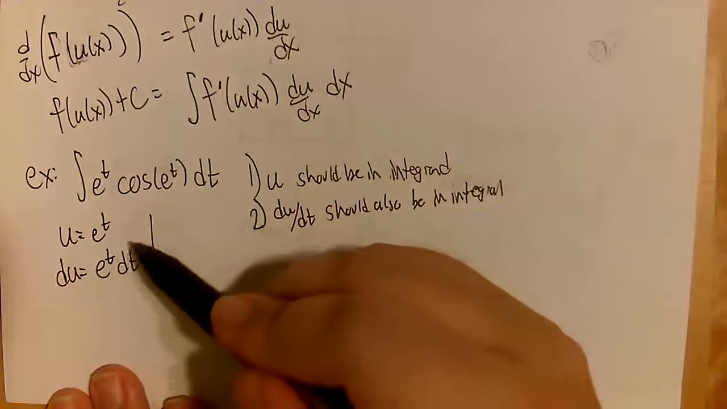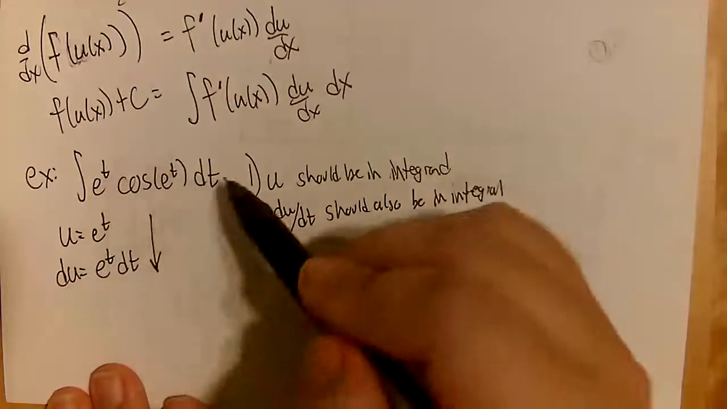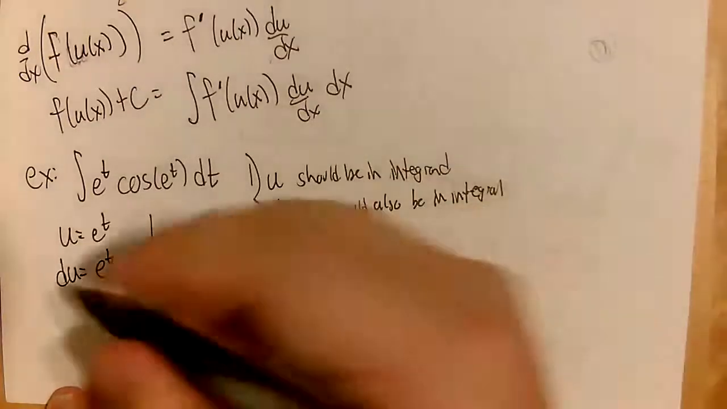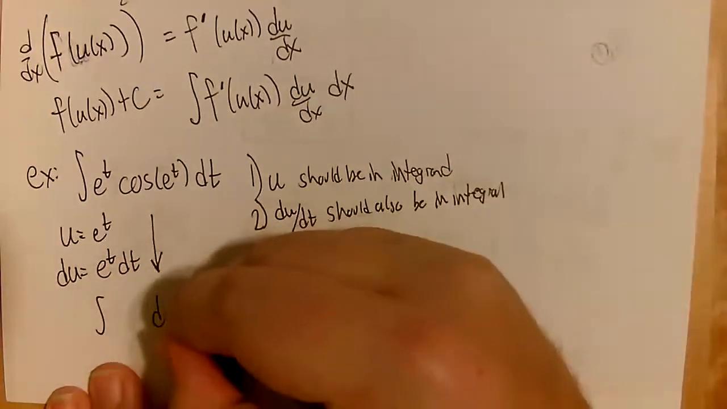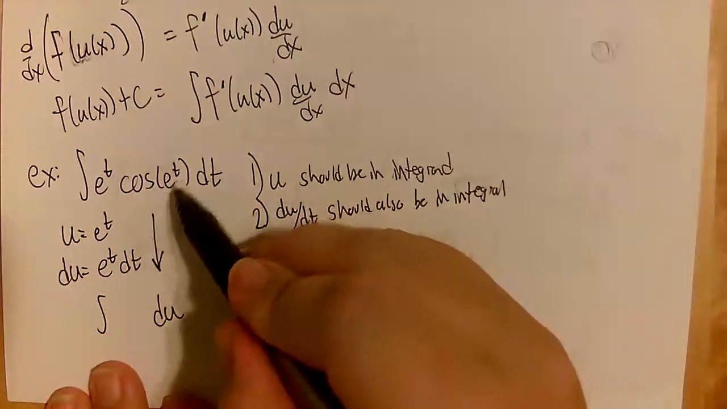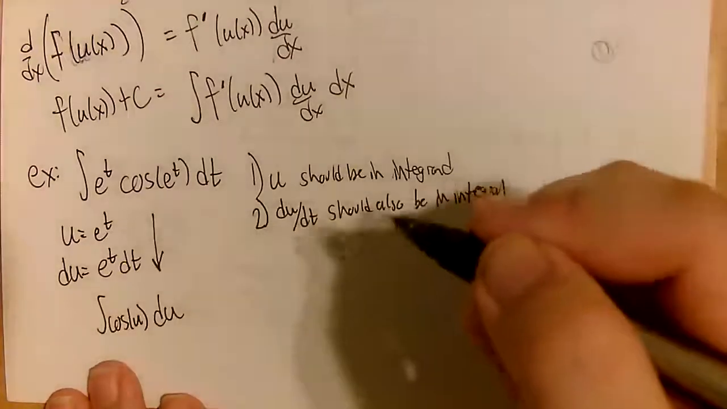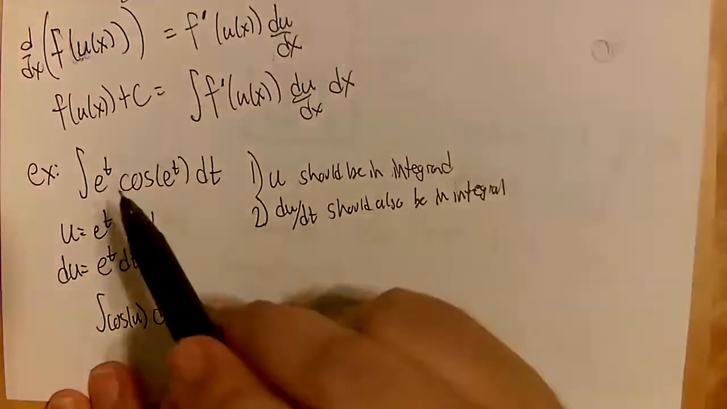This is kind of the exchange rate for turning things into u's. So I have e to the t dt, that could be traded in for 1 du. And then now I have this cosine of e to the t, but since we're writing everything in terms of u, this will end up being cosine of u. Now look at what we've done.